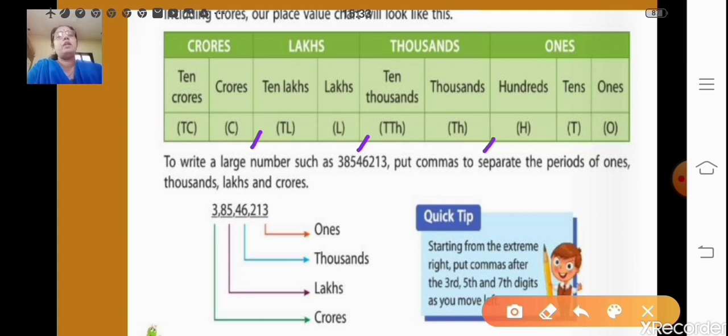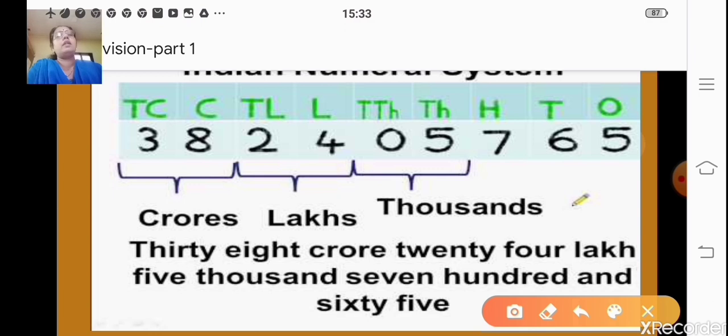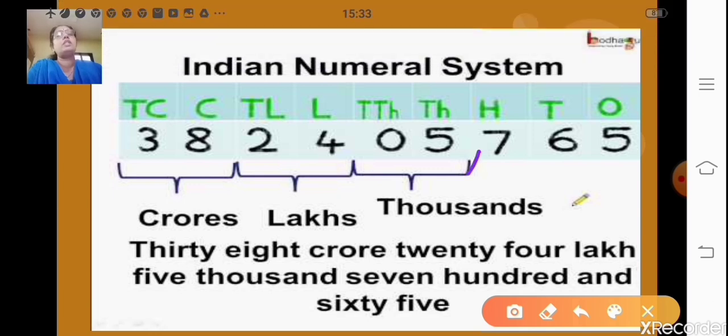So in this example, after placing the commas, we'll read this number as 3 crore 85 lakh 46,213. Now you can see this example here. If I place commas, the comma will be after 3 digits, then after every 2 digits. So this number, after placing the commas, you will read as 38 crore 24 lakh 5,765.